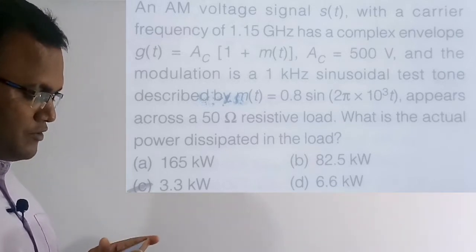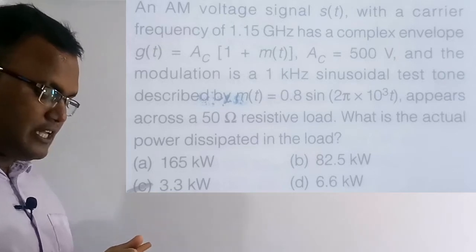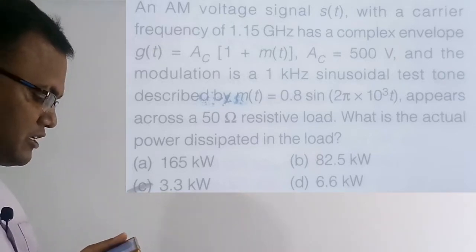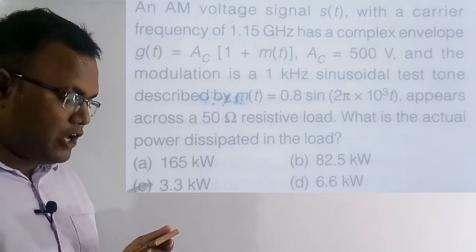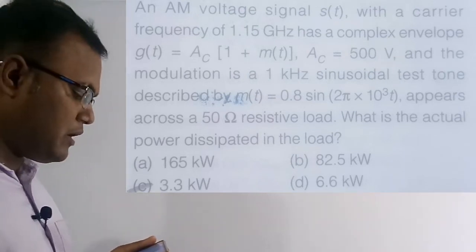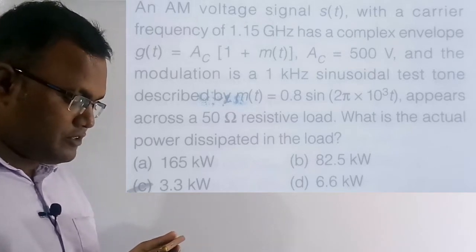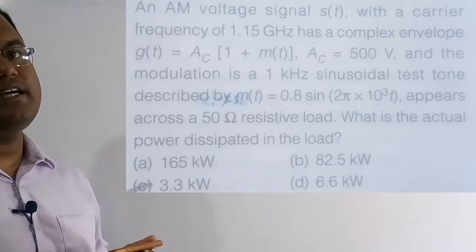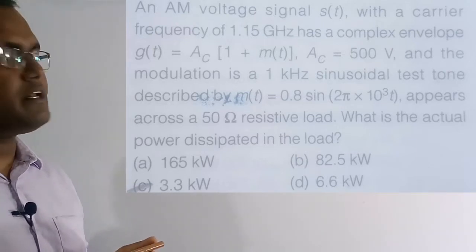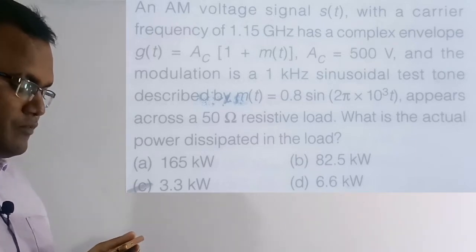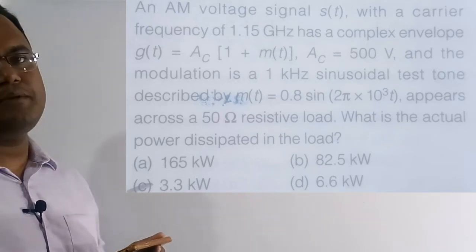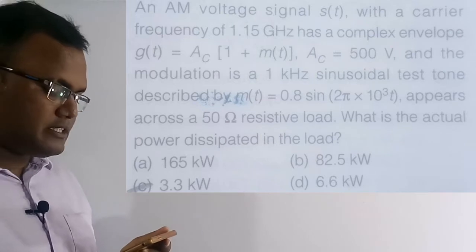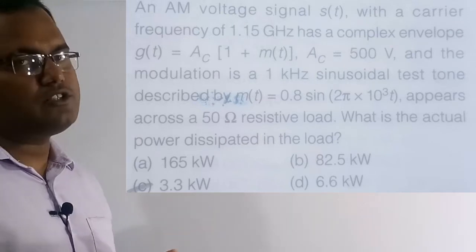In the question they have given a message signal waveform with a frequency of 1 kilohertz, a complex envelope, and the carrier frequency of 1.15 gigahertz. They also gave a resistive load, which we can assume as a transmitter resistance of 50 ohm. We need to find the amount of power dissipated in the load. Among the four options, option C, 3.3 kilowatt, is the correct solution of this question. So let's solve this numerical.